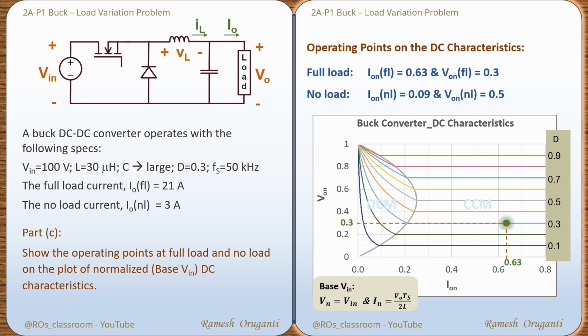Now we will mark the operating point under DCM condition. Here the X value I_ON no load is 0.09. That is the no load normalized current. And the Y value is 0.5. That is V_ON NL, the normalized output voltage under no load condition. So you can see clearly, as the load current is reduced from full load value until the operation hits the boundary value, the regulation is very good, and the regulation becomes very poor in the DCM region.